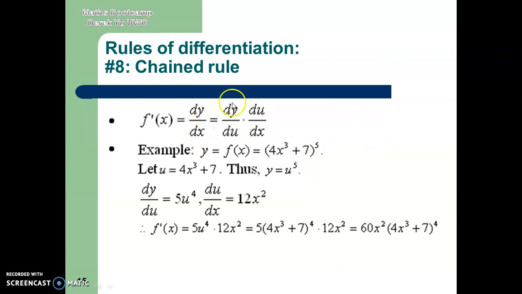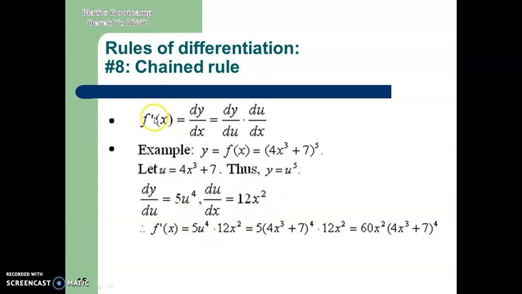Okay, dy over dx is equal to dy over du times du over dx. Then you are going to ask the question, where does this u come from? u is actually all the terms within the brackets. So in this question, u is equal to 4x cubed plus 7. So in other words, y is equal to u to the power of 5. Okay, then I can derive this first order derivative, dy over du, isn't it equal to 5u to the power of 4? Okay, and du over dx isn't it equal to 12x squared?